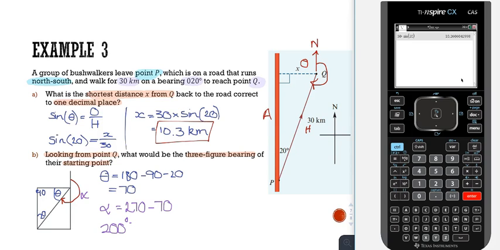Now, the other way to calculate that is to use the parallel lines. So this here is parallel to this here, which means that this angle must be the same as this angle, which means that this in here has to be 20 degrees. So 180 plus 20 is 200. So that's two ways to calculate your true bearing for that.